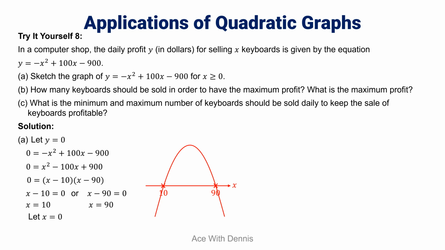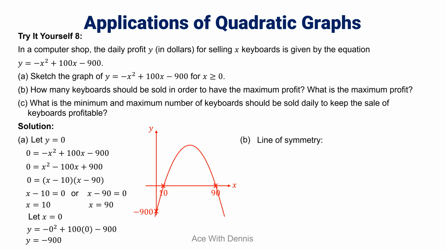And we let x equals 0 to find the y-intercept. Then the equation becomes y equals negative 0 squared plus 100 times 0 minus 900. Calculate, we have y equals negative 900. So we draw the y-axis, and this y-intercept will be negative 900. So this will be the curve for the equation y equals negative x squared plus 100x minus 900. Then move on to B.